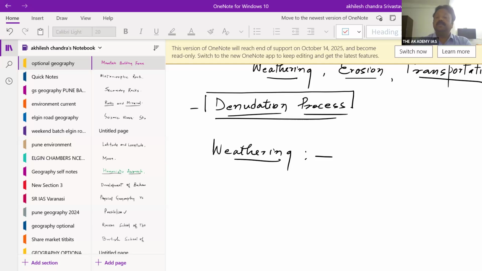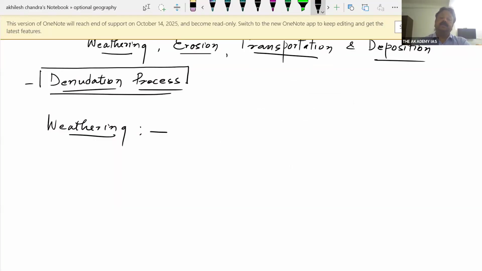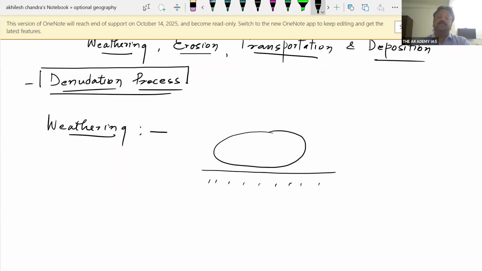Let's go, we are talking about weathering and erosion. What is weathering? So this is the rock. Fine. And this rock is maybe igneous and it was originated over here. This is the place of birth also of this rock. Place of birth.